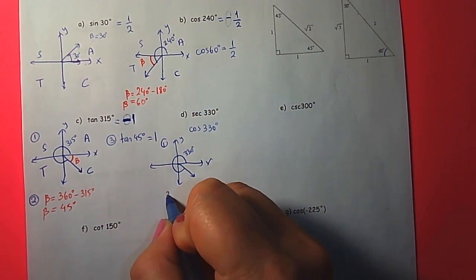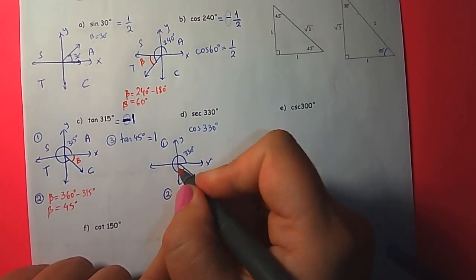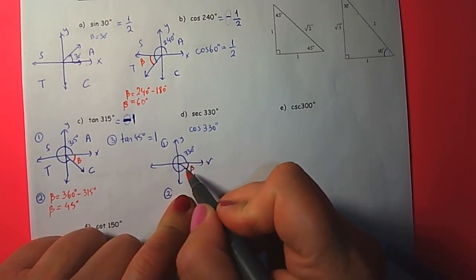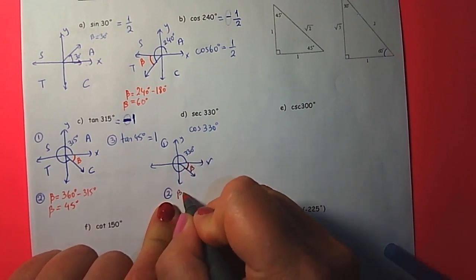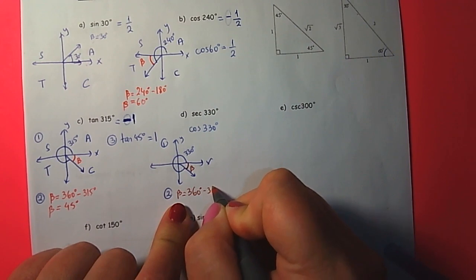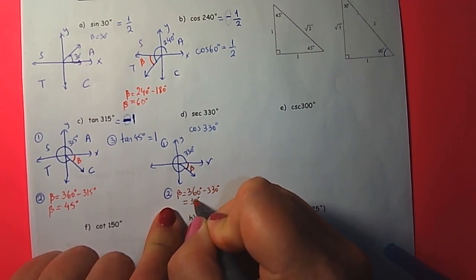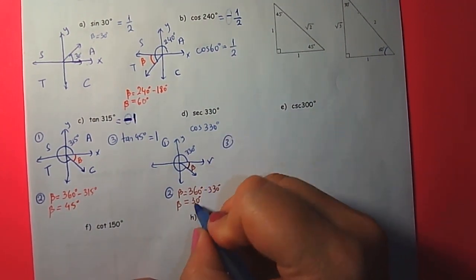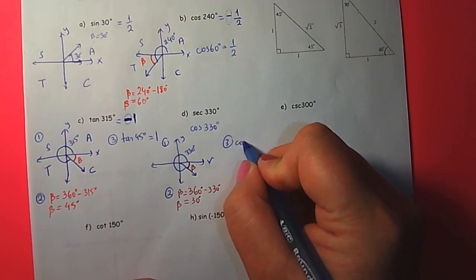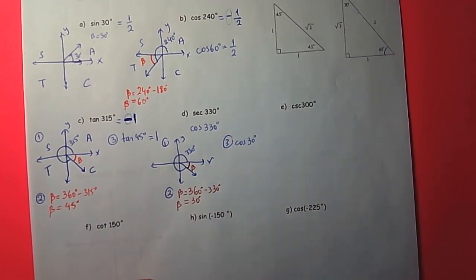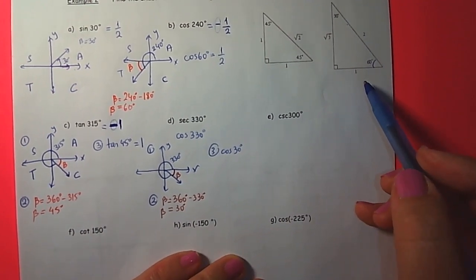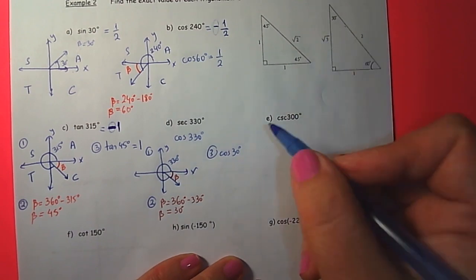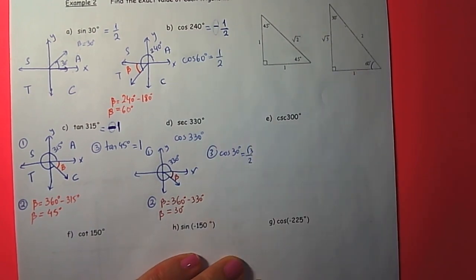Step 2, find beta. Beta here is going to be again 360 minus 330. So beta is 360 minus 330, which gives us 30 degrees. Step 3, find the ratio of the related acute angle. So we are going to find cosine 30 degrees. Use a special triangle to get it. Cosine 30 degrees is adjacent over hypotenuse. So this is root 3 over 2.